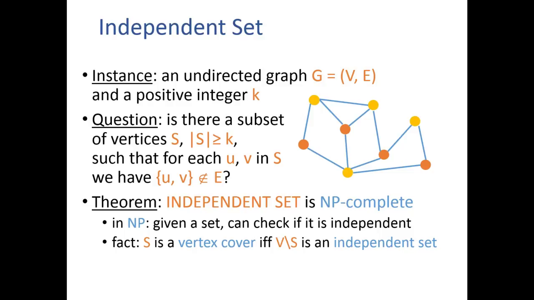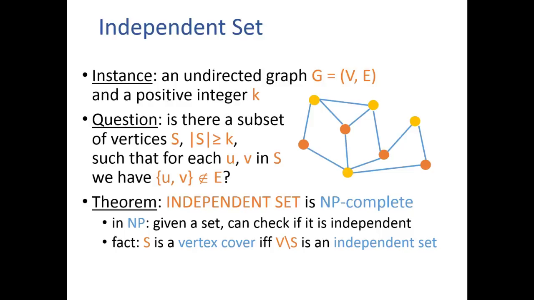Each edge has at least one yellow endpoint. Therefore, no edge has two orange endpoints. Therefore, no edge goes between two orange points. Therefore, the orange set is independent. So the complement of a vertex cover is an independent set.